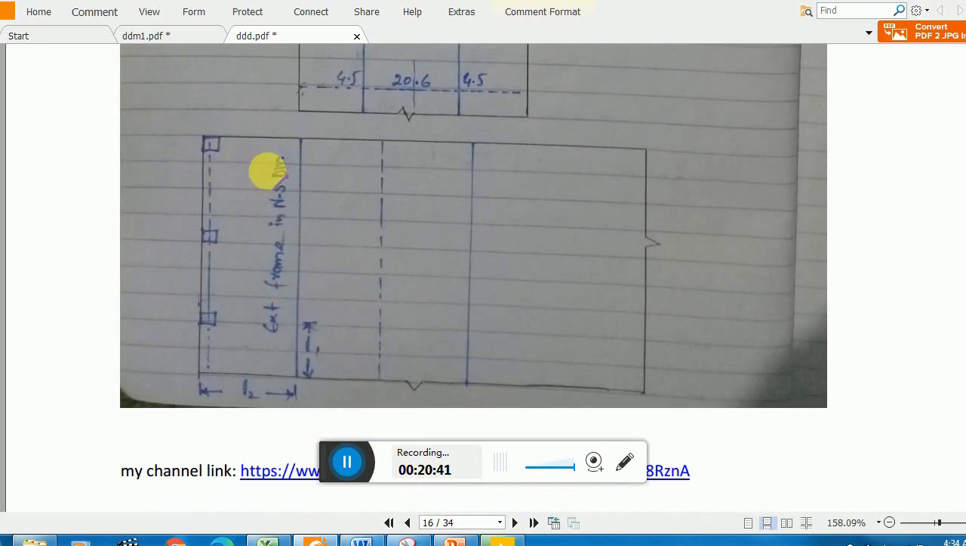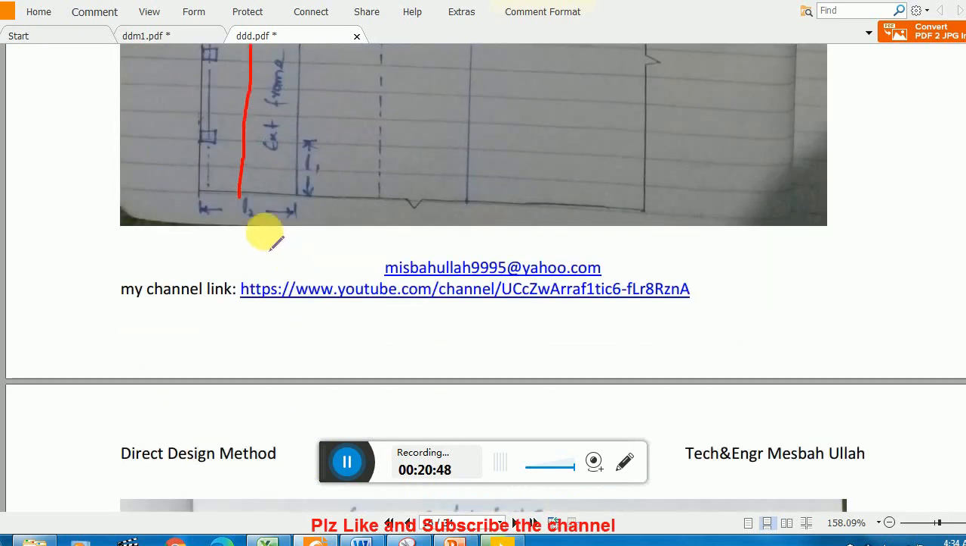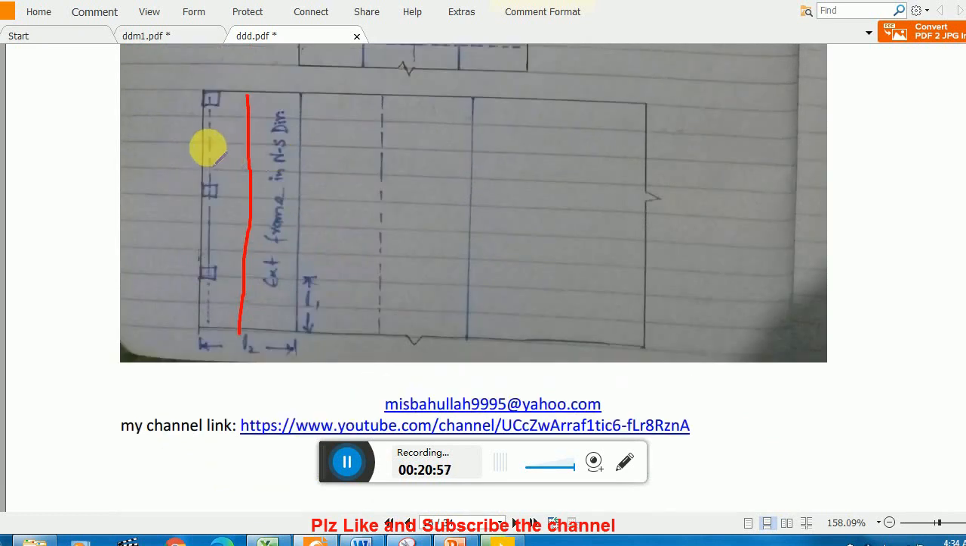Similarly for the exterior frame, this is your exterior frame, and you need to divide them into column strip and middle strip. Now here remember L2 is this distance. So how can you determine this distance? It is very clear from the picture. The distance between these two column center lines is 25 feet. So first of all you need to divide them: 25 divided by 2.